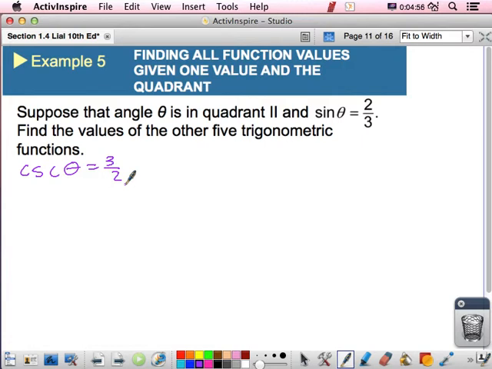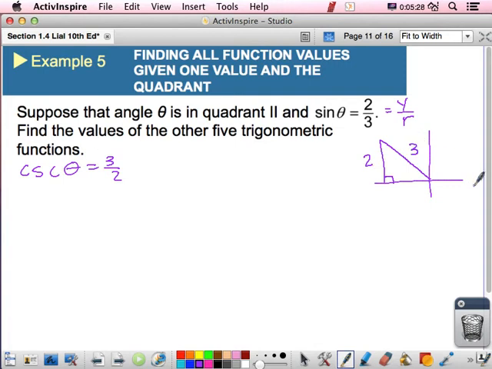Here's kind of what I've always taught students. Take it and draw it in the proper quadrant. So this is in quadrant 2. So there's a triangle out there somewhere, right? Now because the sine is 2/3, what's the definition of sine? Y over r. So if this is equal to y over r, then that means the y value is positive 2 and the r value is positive 3.